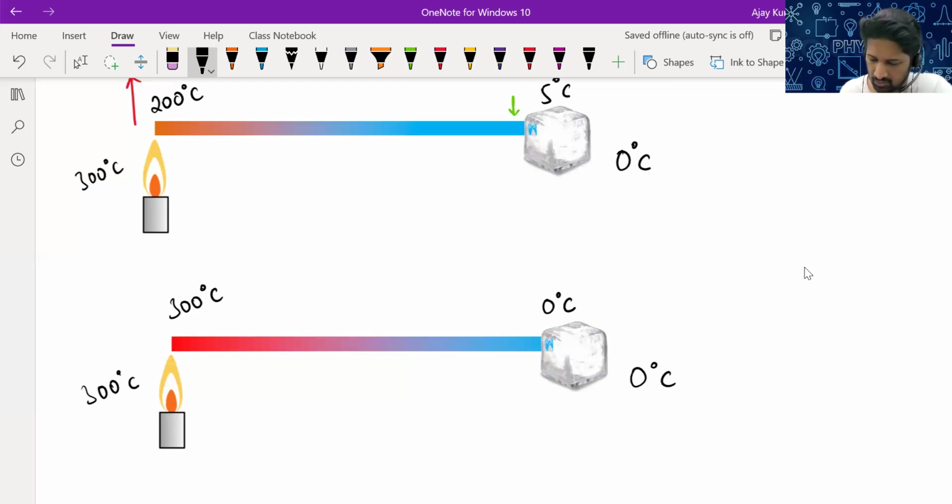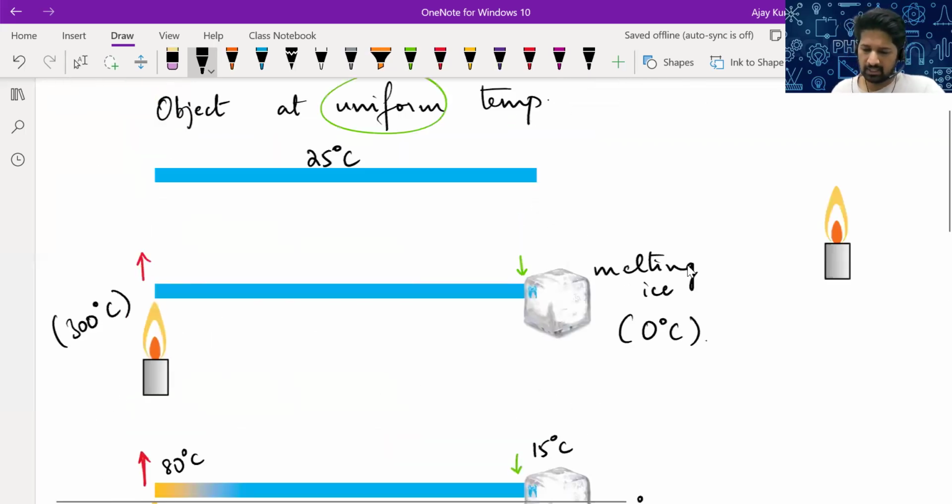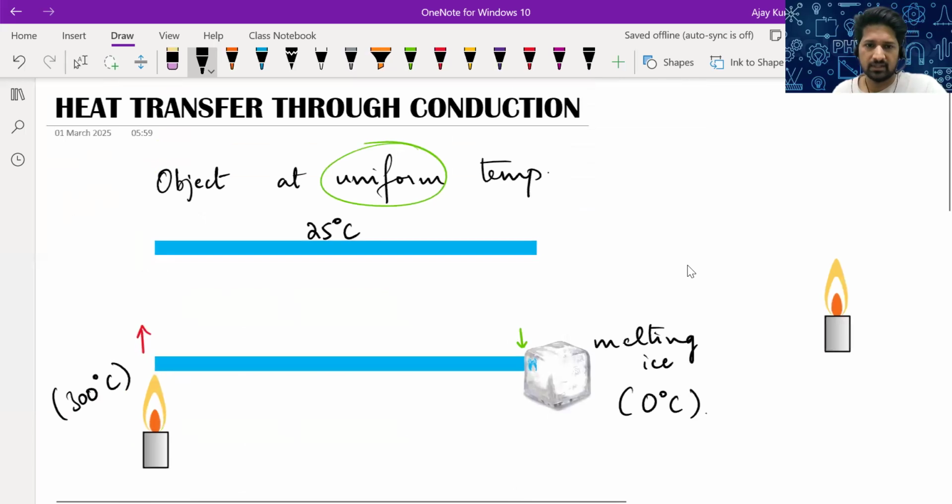You will find one layer of molecules here which may be at a temperature of 200 degrees C. You will find another layer of molecules here which may be at a temperature of 100 degrees C. So there will be a temperature gradient developed across this object. Observe what happened. Initially, the entire object was at 25 degrees. When we put ice on one side and flame on the other side, the temperature started to change. Time to time they were changing, and place to place also they were varying.